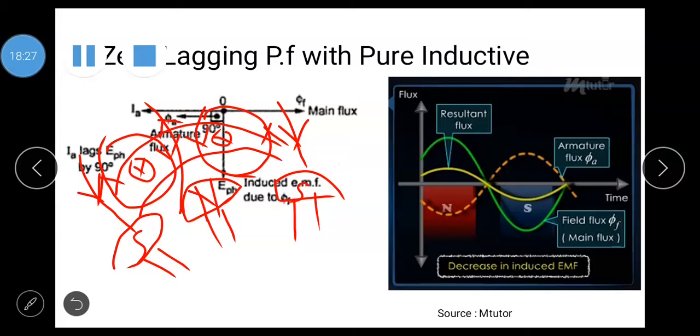If you notice here, the direction of the armature flux is upward, whereas the pole flux, that means the main flux, is opposite. Here also it is downwards and this is upwards. Here this is upwards, this is downwards. Here it is upwards, this is downwards. So completely it is opposing. That is why I have shown here that the resultant flux will be reduced.